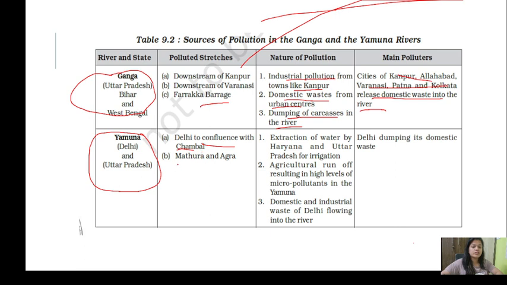Delhi to confluence with the Chambal, Mathura, Agra, extraction of water by Haryana and UP. Okay, agriculture runoff resulting in high level of micropollutants, domestic and industrial wastes of Delhi. Delhi dumping its domestic waste.